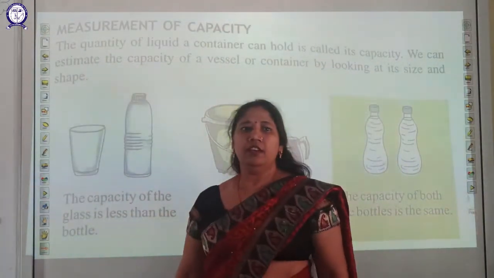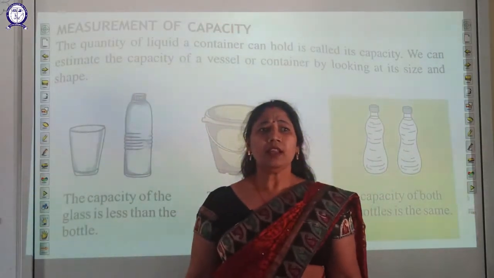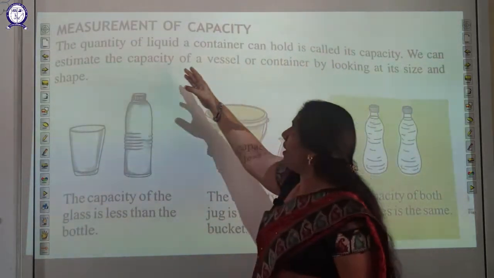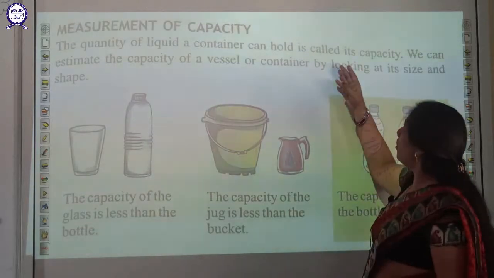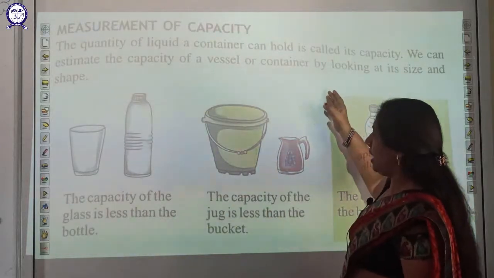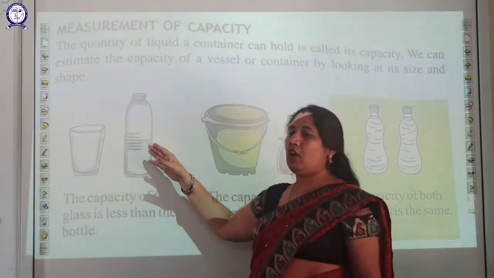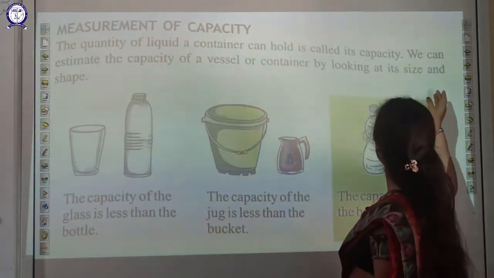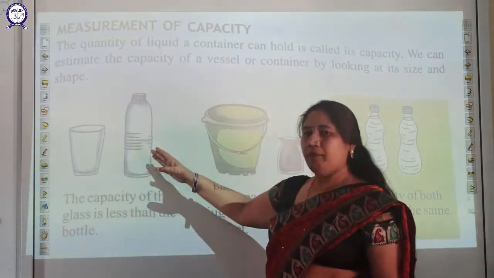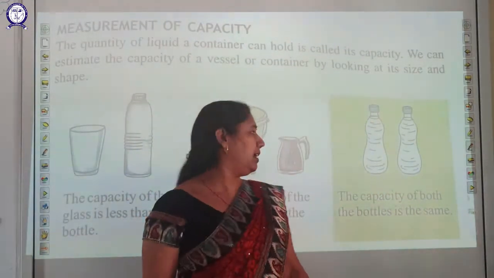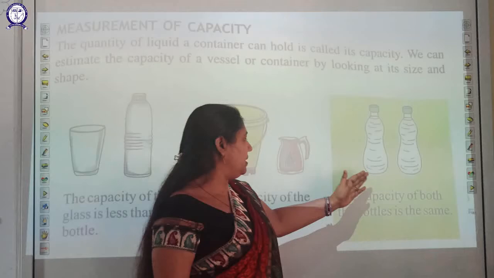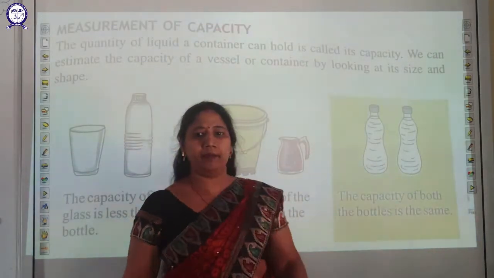Measurement of capacity. When we have to measure the capacity of liquid, that is called capacity. The quantity of liquid a container can hold is called its capacity. We can estimate the capacity of a vessel or container by counting how many glasses or bottles, or by looking at the size of the shapes. The capacity of the glass is less than the bottle. A bottle has more capacity than a glass. The capacity of a jug is less than the bucket, and the capacity of the two bottles is the same.